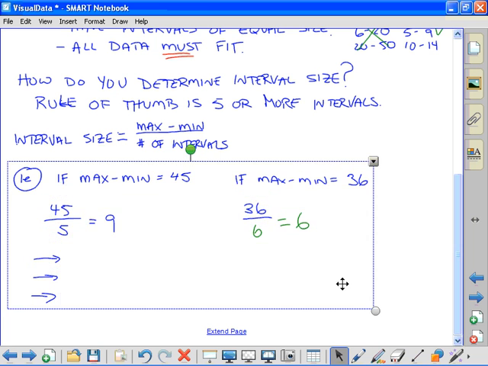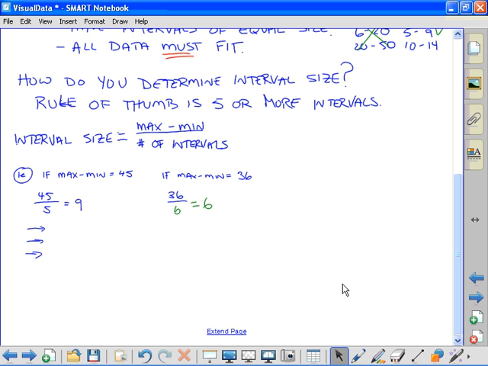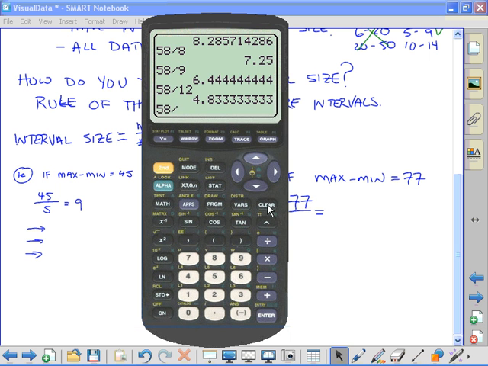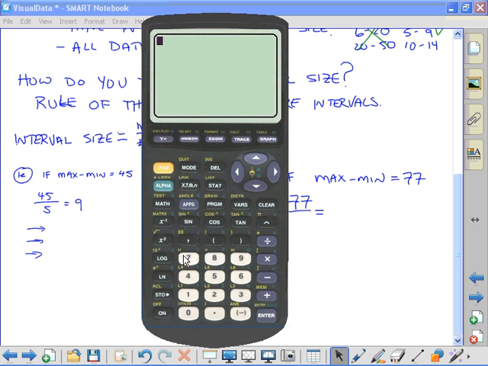And if that's the case, then you pick the best possible decimal. So for example, if max minus min was equal to, let's say, 77, and you run through 77 divided by, and if you use the calculator here, it's just a bit of trial and error to decide what you want it at. So if we go 77 divided by 5, that's 15.4.